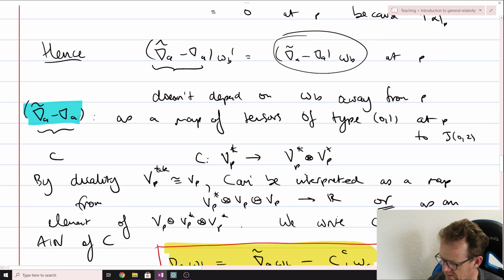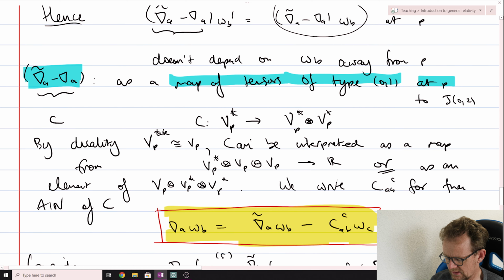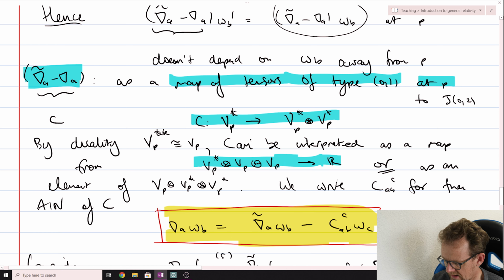So delta twiddle minus delta A is a thing. It's a map of tensors of type 1, 0, 1 at P. This does not imply that C, that I've defined down here, is a tensor field. It's a linear map of tensors at each point P in the manifold. So this is all true here. By duality, C can be interpreted as a map from V star tensor V P to R, or as an element of V P tensor V P star at all points in the manifold.